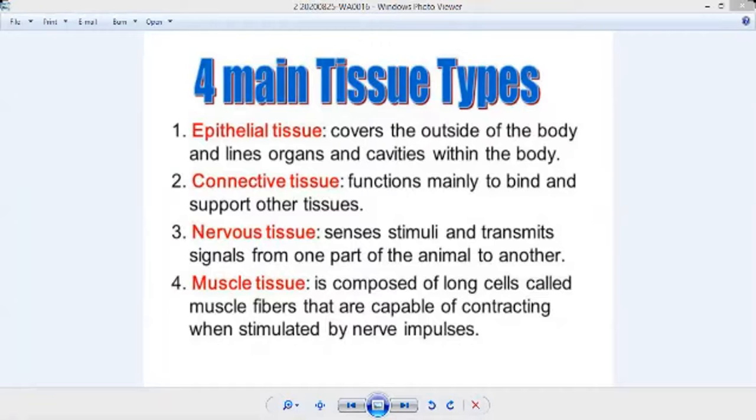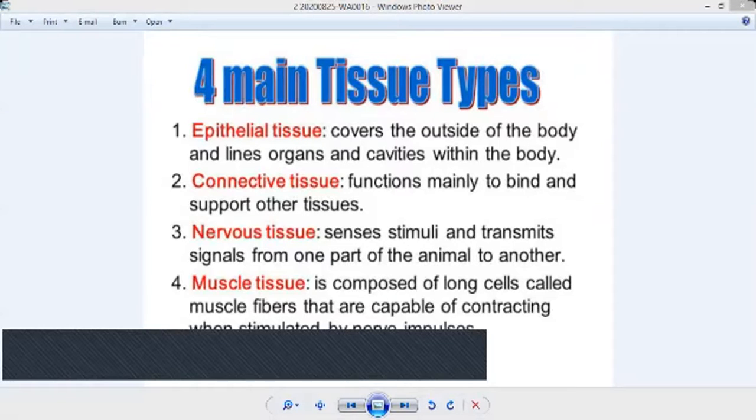Then next is the connective tissue. As its name indicates, it connects the different types of tissues. The function is mainly to bind and support other tissues.